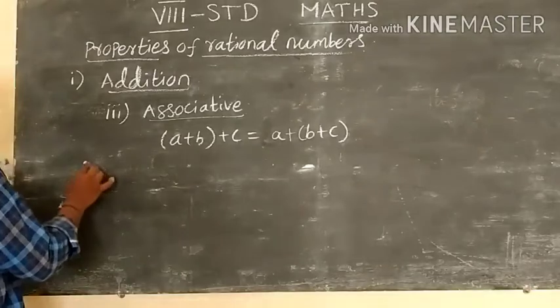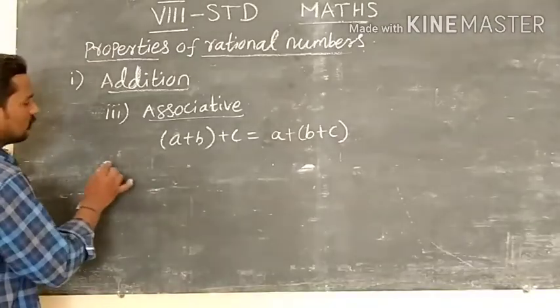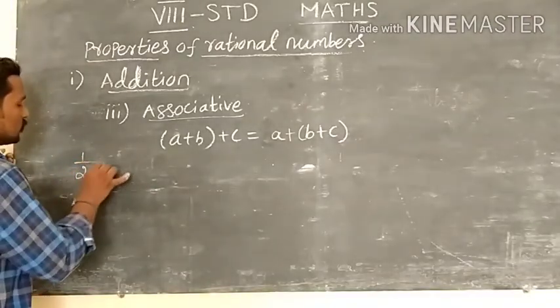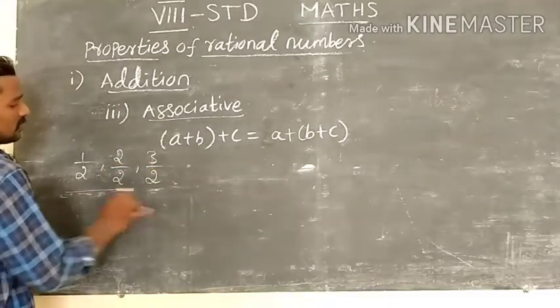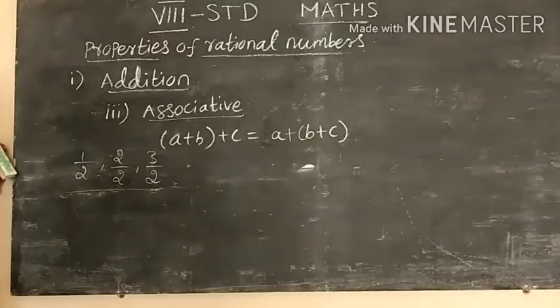So now we also check. Let us consider any three rational numbers: 1 by 2, 2 by 2, and 3 by 2. These three are rational numbers. Is that not so? Yes.